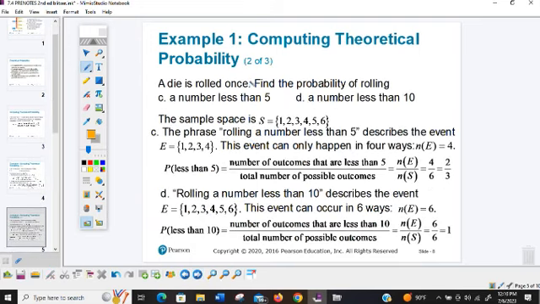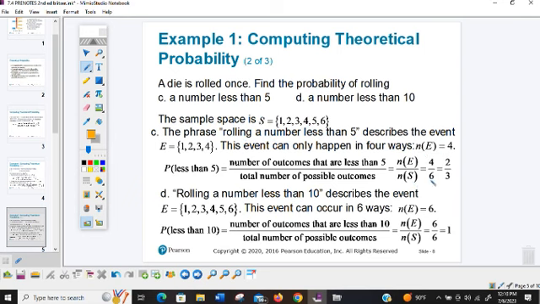On the next one, a die is rolled once. Find the probability of rolling a number less than 5 in part C and a number less than 10 in part D. Okay, so here's my sample space. It hasn't changed. How many numbers on there are less than 5? 1, 2, 3, 4. So there are 4 numbers less than 5. So that would be the number of events over the total number in the sample space, which is 6. 4 out of 6 are less than 5, and that reduces to 2/3.